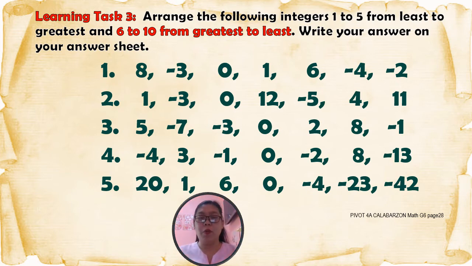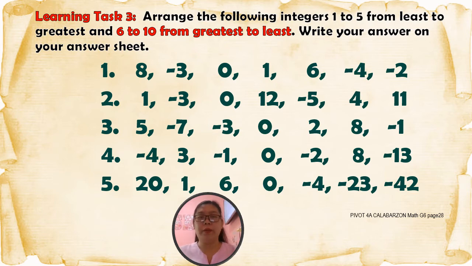Number 1: 8, negative 3, 0, 1, 6, negative 4, negative 2. Item number 2: 1, negative 3, 0, 12, negative 5, 4, 11. Number 3: 5, negative 7, negative 3, 0, 2, 8, negative 1.